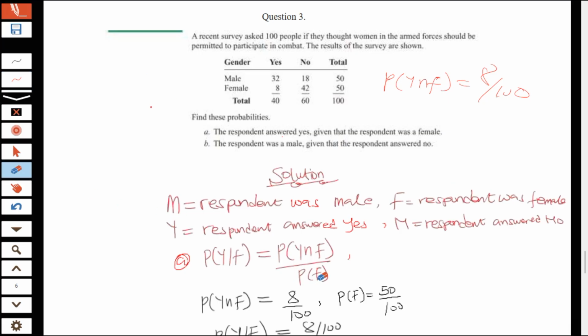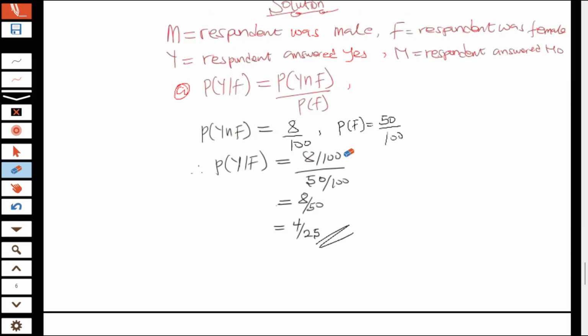And then for the down one, we are having the probability of female, the respondent being female. When we come here, we are going to add everything here. That's 8 plus 42, giving us 50. That's the total. So if you are talking about probability, it's supposed to divide by the total number of events. So you are going to have 50 divided by 100. So right now we have probability of yes intersect F to be 8 over 100 and probability of F to be 50 over 100. Once we get this one, the work is done.